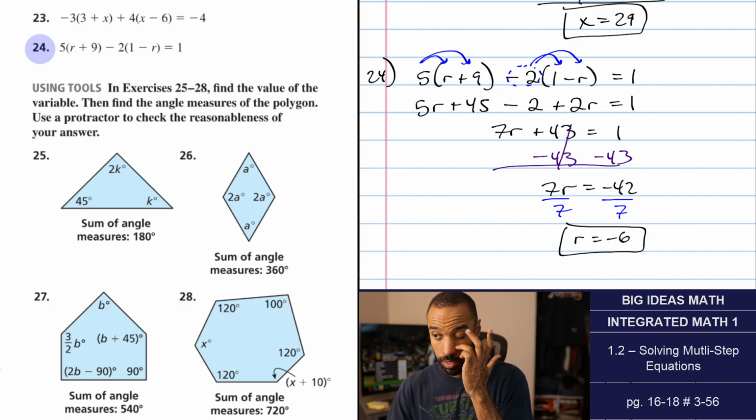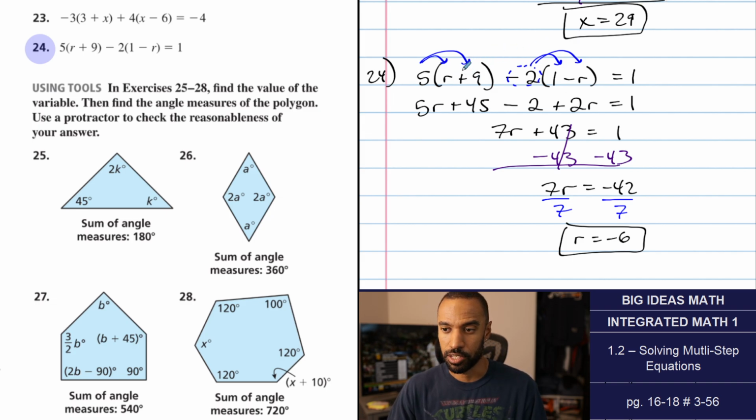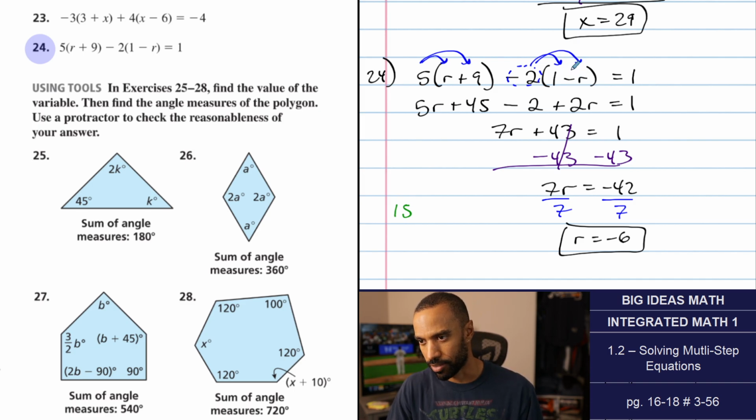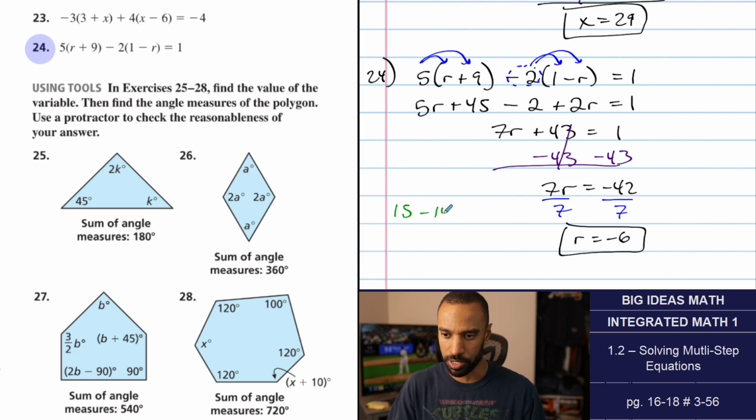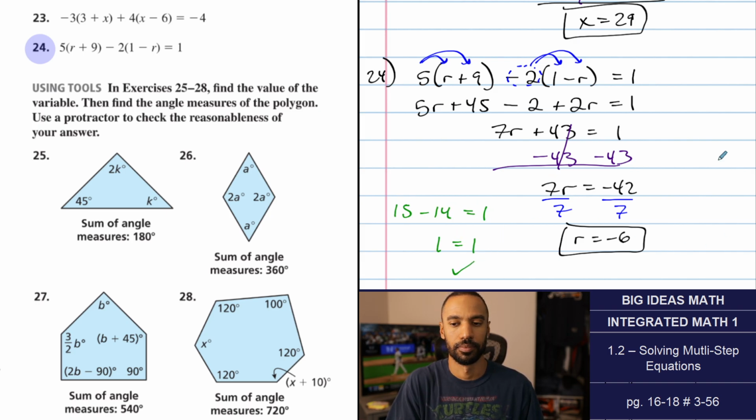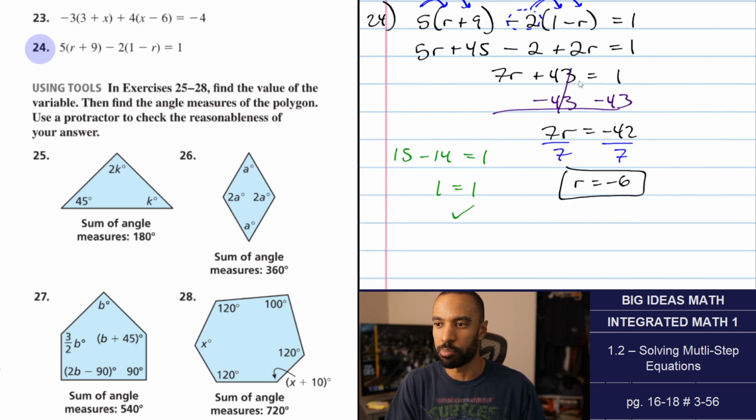Does that work? Negative 6 plus 9 is 3. 5 times 3 is 15. 1. Let's do this all at once. 1 minus negative 6 is 1 plus 6, which is 7. 7 times negative 2 is negative 14. 15 minus 14 is 1. Okay. All right. Hopefully that felt okay, at least as we progressed over time.